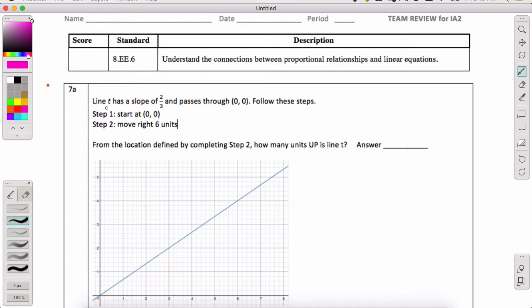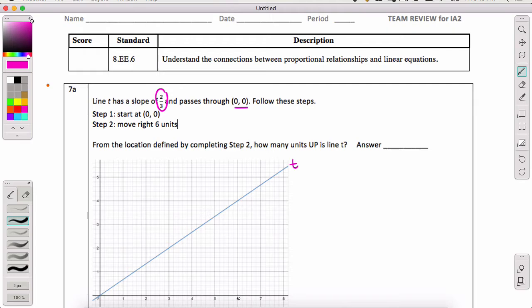So it says line T, here's line T here, has a slope of 2/3 and passes through (0, 0). That's a point. Follow these steps. Step 1, start at (0, 0). So it wants us to start here. Move right 6 units. So be really careful. It doesn't want you to move 1, 2, 3, 4, 5, 6 using these little lines. It wants you to follow the scale they have marked. So move 6 units to the right. 1, 2, 3, 4, 5, 6.